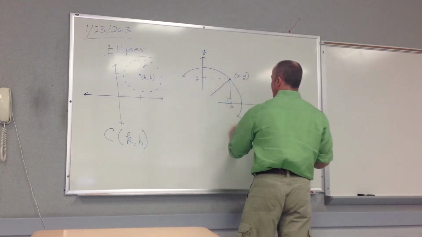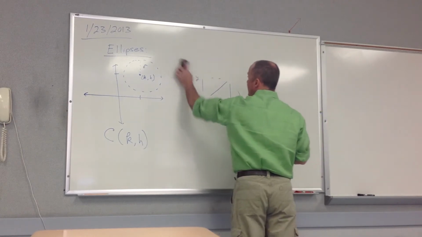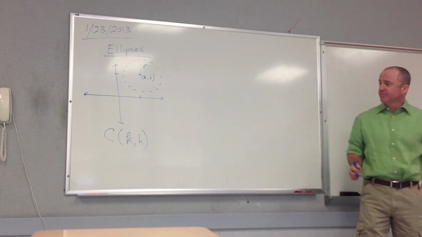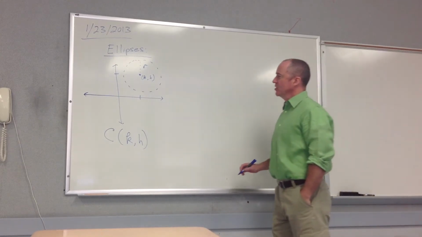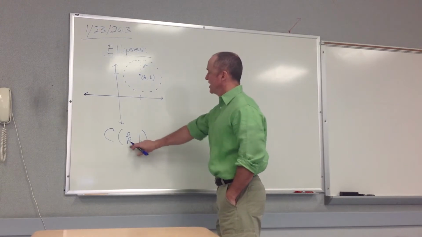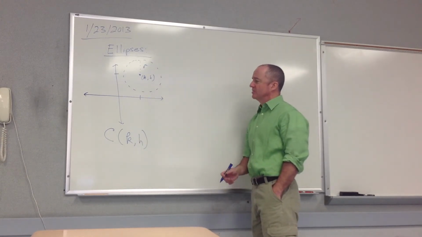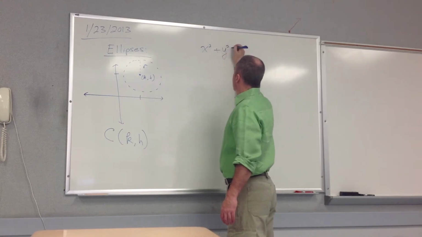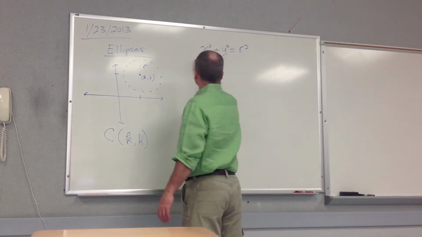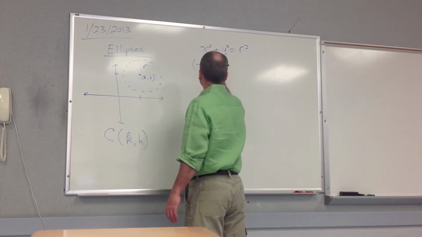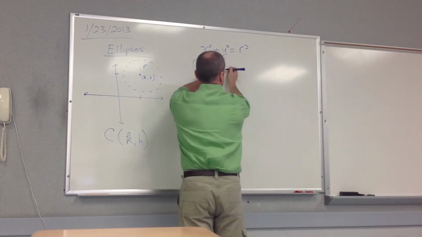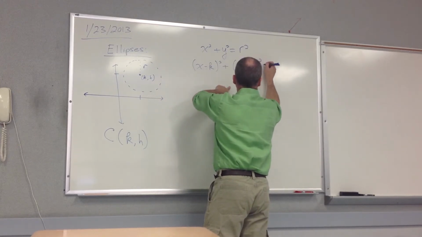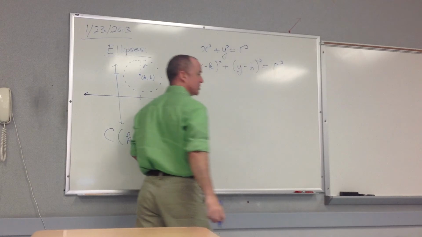There's a fairly simple pattern to this. I'm not going to go into too much depth today. I might later with parabolas on why this pattern works the way it does. But the fairly simple pattern is, if it's centered at K, H, and has a radius of r, instead of x squared plus y squared equals r squared, you get x minus the x-coordinate squared plus y minus the y-coordinate squared equals r squared.